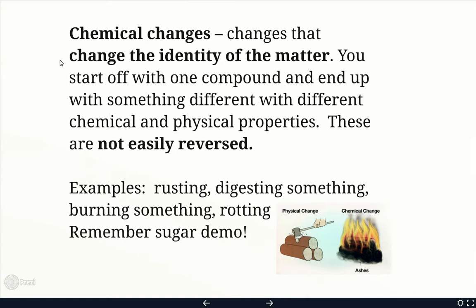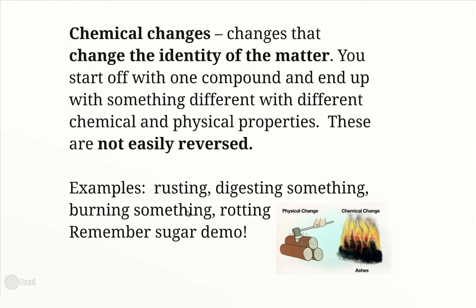Chemical changes are changes that change the identity of the matter. What is it? It changes into something completely new. You start off with one compound and end up with something different. These are not easily reversed. So like rusting, if I rust something, it's very hard to turn it back. If I eat something and it gets digested, I can't reform what I ate. Burning something causes ashes to be made, and you can't reform what I burned.